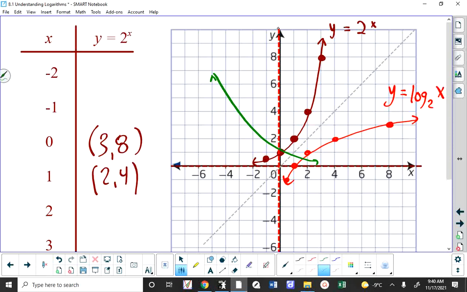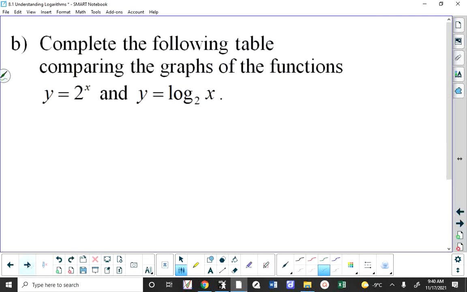Which means your logarithmic function is not going to look the same as what we drew it. And I'm telling you, I have to physically start mapping some points by switching x and y on some known points to get the corresponding inverse of that. Okay, so complete the following table.